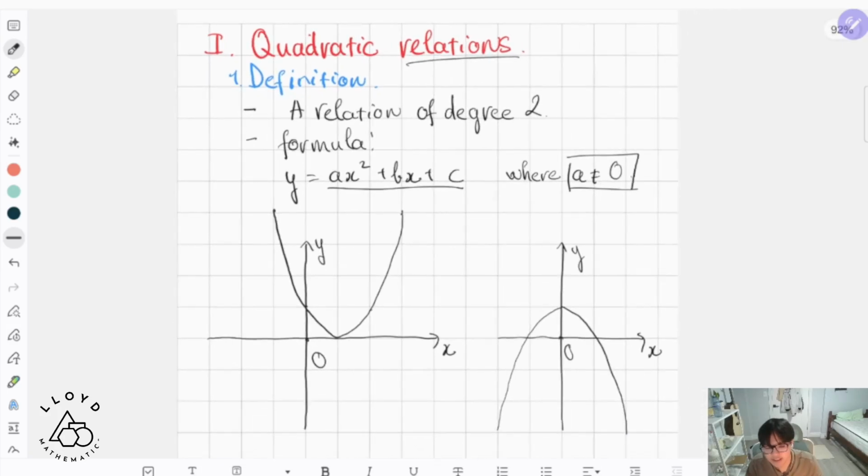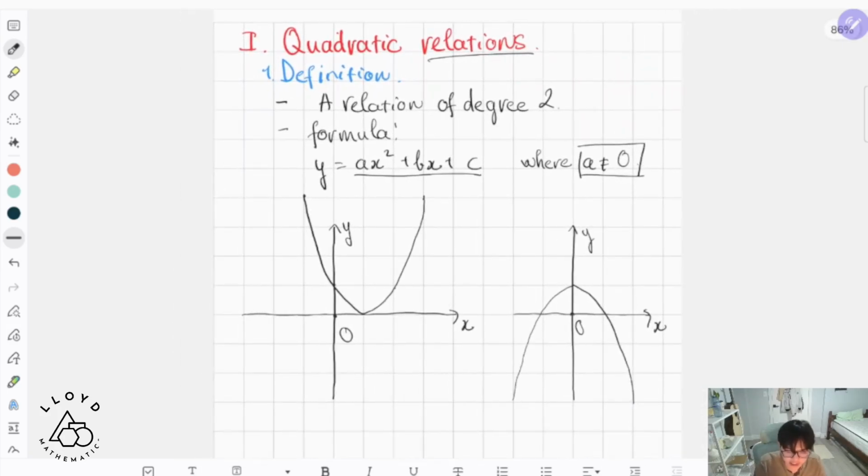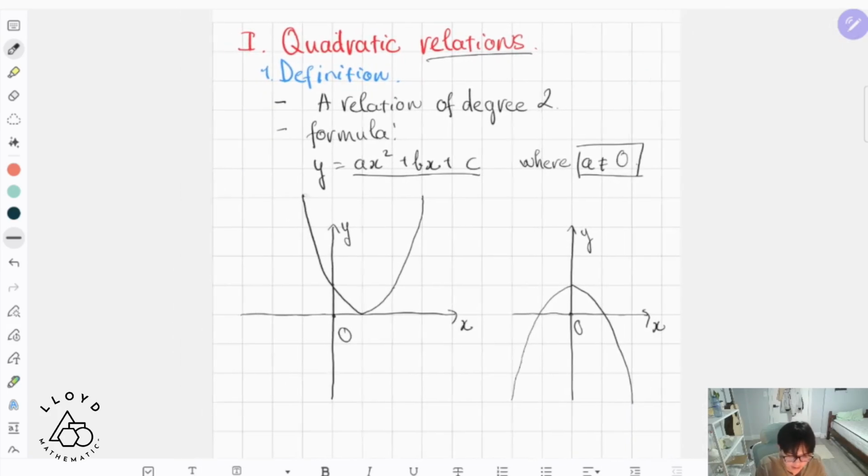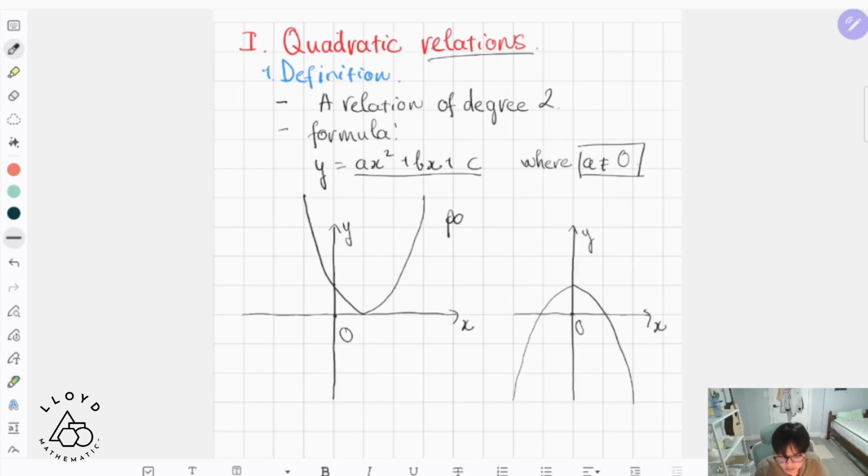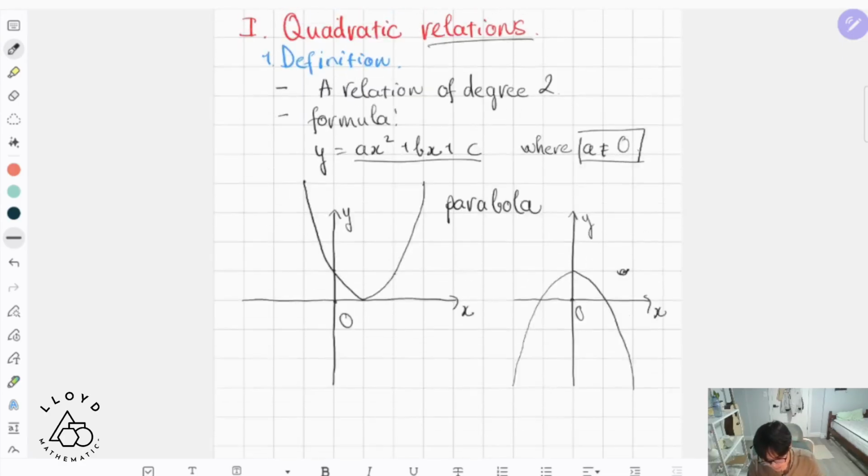And the quadratic relation will have a U shape like this. It's called a parabola. This can face upward or face downward like this example. So as long as it has a shape like this, it is a quadratic relation. Okay.